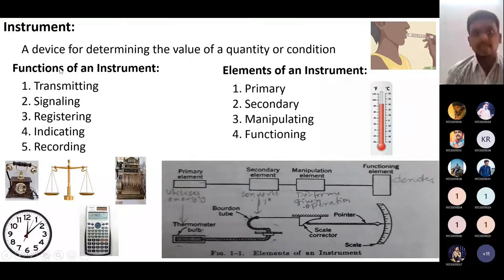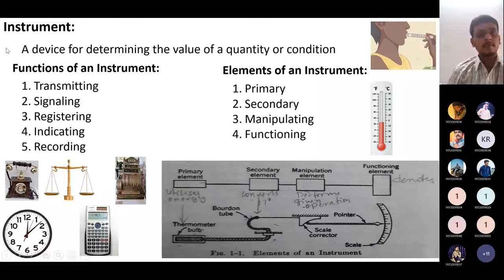So there are five different types of functions of the instrument. One is the transmitting type, where the information is only transmitted from one location to another location, not the amount of information. The next one is only signaling. It will show you whether the value is too high or too low. That is called a signaling type of instrument. The next one is the registering type of instrument.